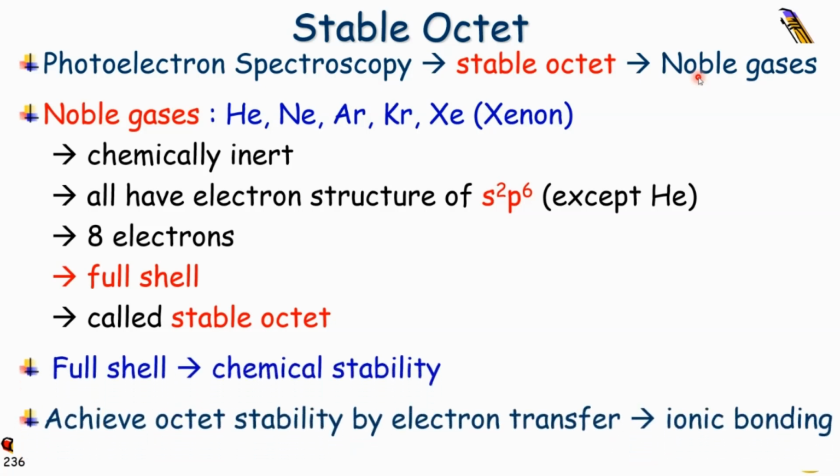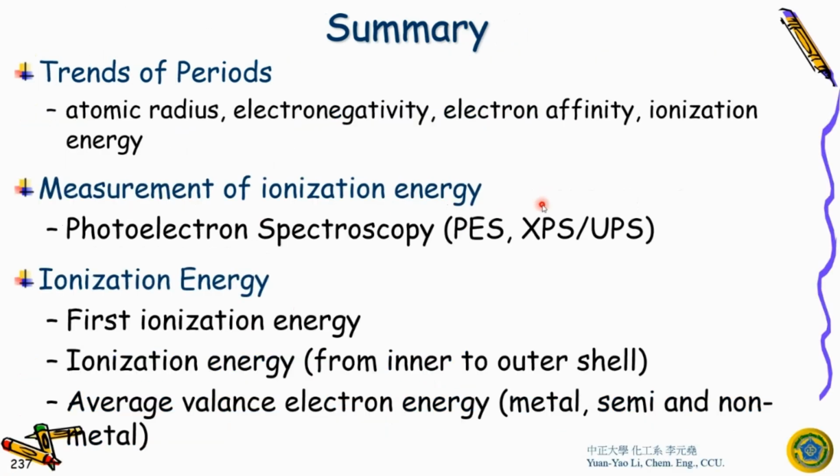So all chemical reactions try to make atoms attain octet stability, or a stable octet structure. This requires electron transfer, and this is what we call ionic bonding. We are going to talk about this topic very soon. So the important thing is s2p6. This is the summary of our lecture in section 2.4.